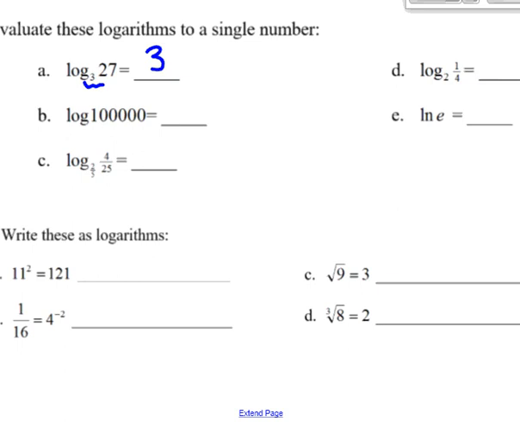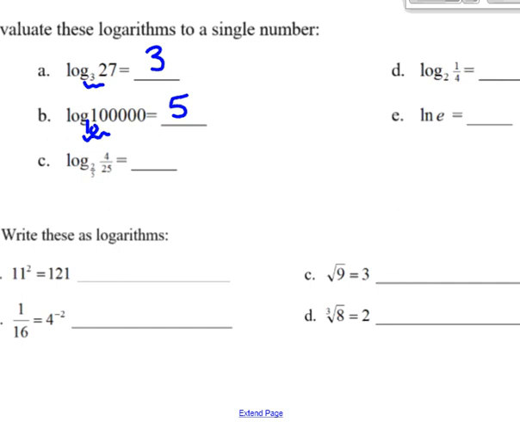In question B, we don't see the base here. When we don't see the base, you have to know it is 10. So 10 exponent what will give you 100,000? 10 times 10 is 100, times 10 is 1,000, times 10 is 10,000, times 10 is 100,000. So your answer should be 5.